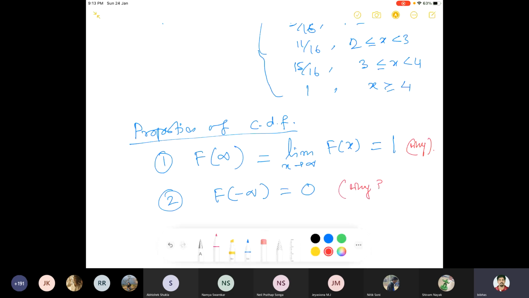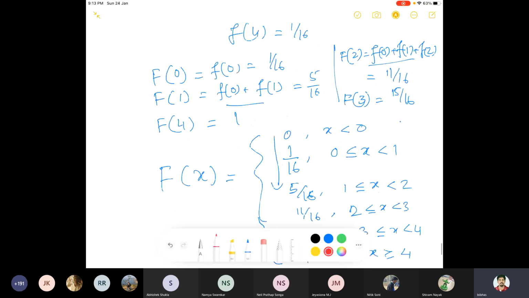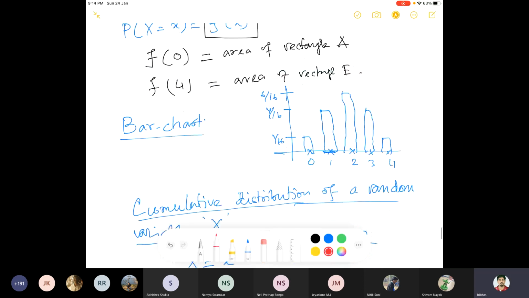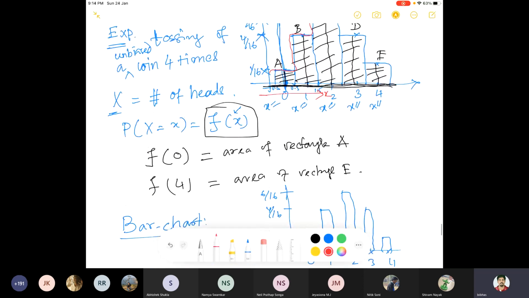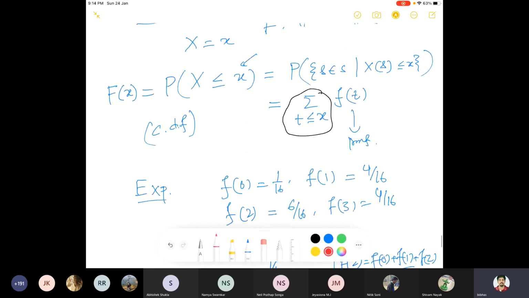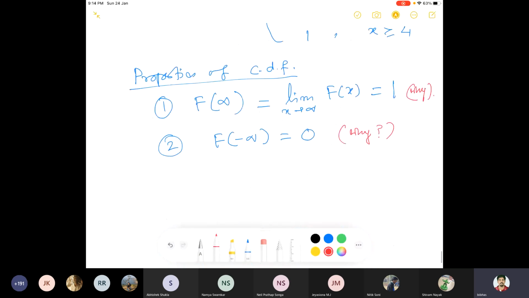The question is why. Think about the picture. The picture is the area. If you consider the area up to x, let's say any x here, this is the area under the curve up to x. If x equals infinity, then you sum up all of this. And minus infinity means, of course, there is no area.